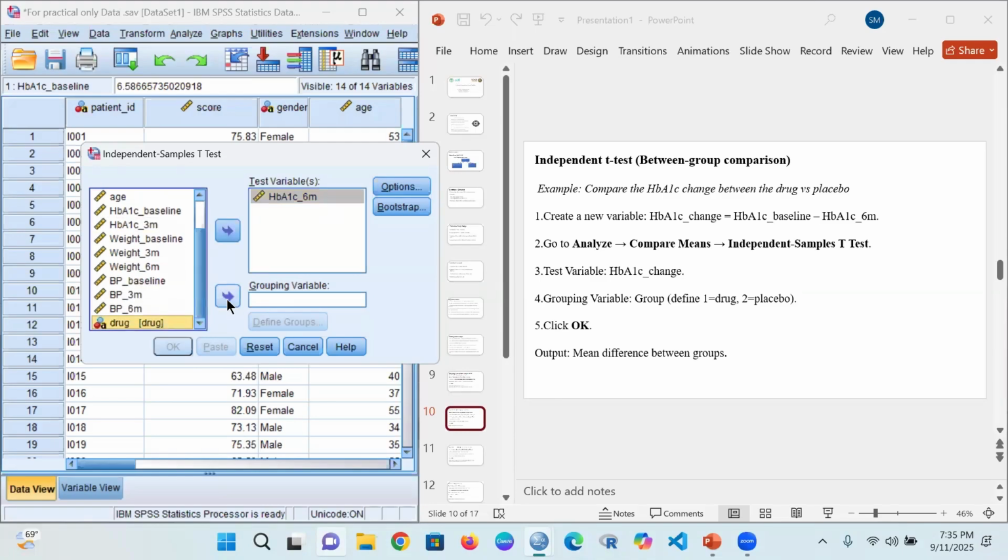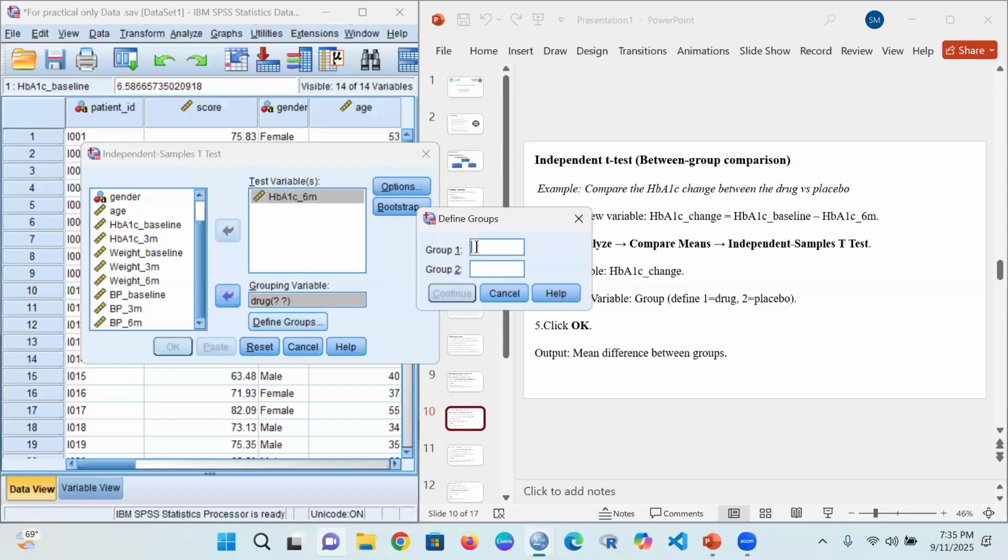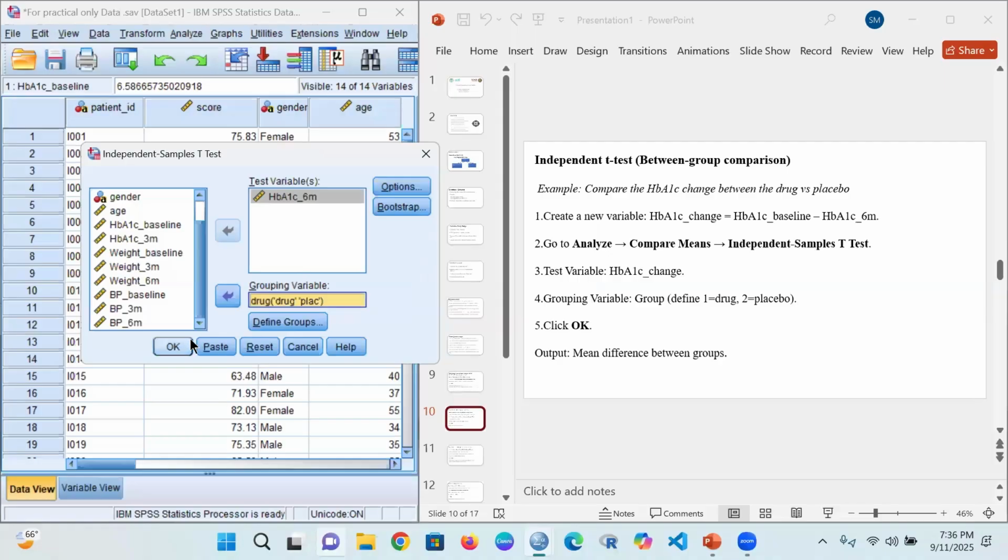So we come here to the grouping variable. Under the grouping, we define the groups. First of all, you define the first one. The first group is the drug. The second group is the placebo. In my data, I have written them as strings. So then you continue. Then you press OK.